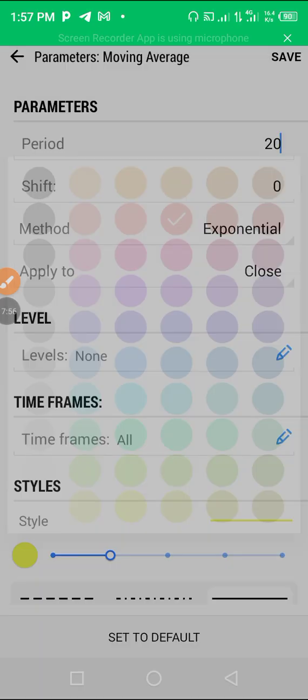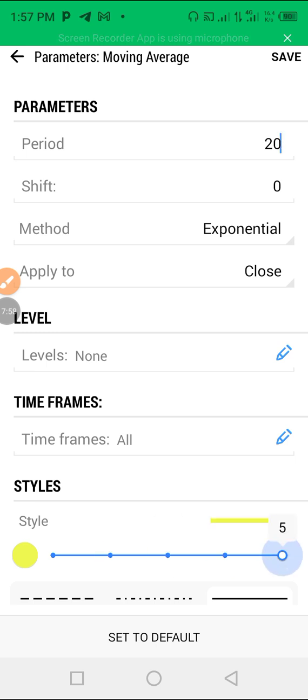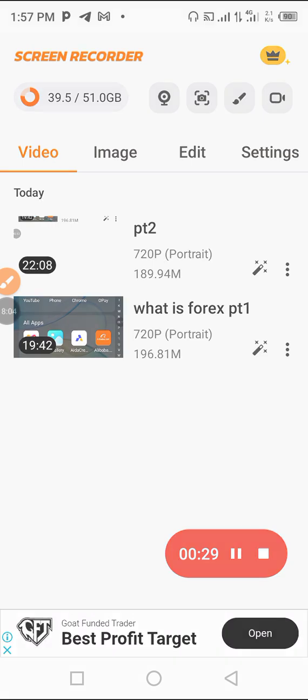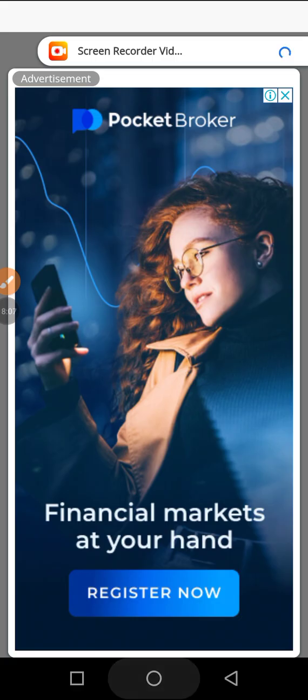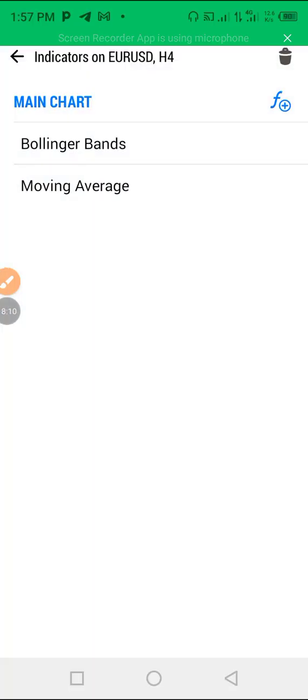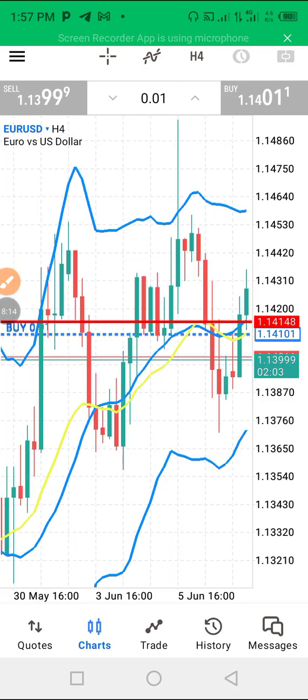You can use whatever color you like. Then I'll make it brighter. Let's see how that looks on our charts. Okay, you can see the yellow line is up now.